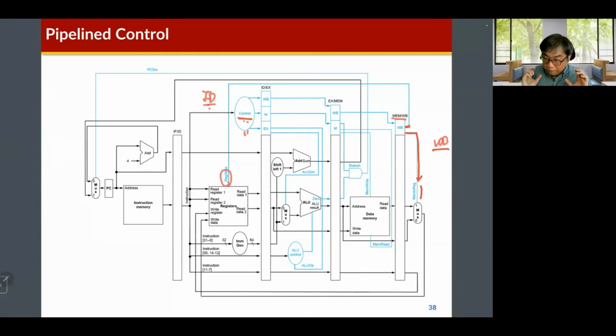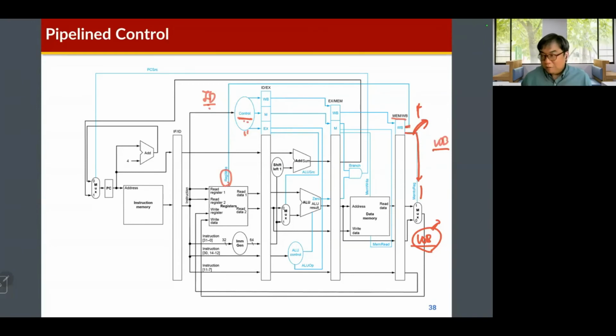So in the pipeline design, timing of control signals and then timing of data should be matched. Which means that our instruction is in the write back stage, so then we need to use the control signals which have matched timing with this data in the write back stage. Okay, so which means that these control signals are passed through the pipeline registers.